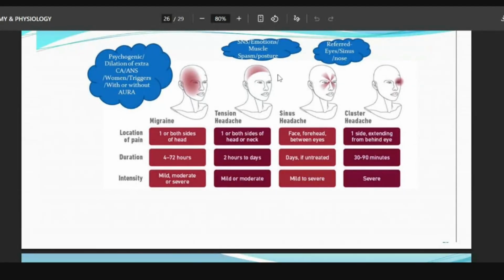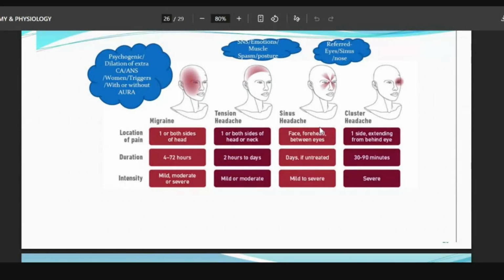Then tension headache, it's like a band. There is pain like a band around the whole head, not only one side. Also in this tension headache, your neck will go into spasm. Even your upper back and shoulders, you can feel pain there as well. It is mostly related to muscle spasm, posture, emotions, and the sympathetic nervous system is activated here. Only sympathetic, because your tension and emotional issues trigger it most of the time. Okay, so remember these reasons for tension headache.